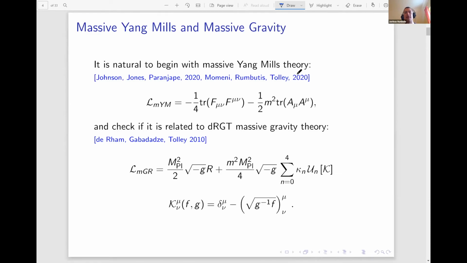So what we started with was massive Yang-Mills theory. Its action is given here. And we checked whether it's related to dRGT massive gravity theory. The action is given here. And in this action, we have two free coefficients. So two of these kappas are free.